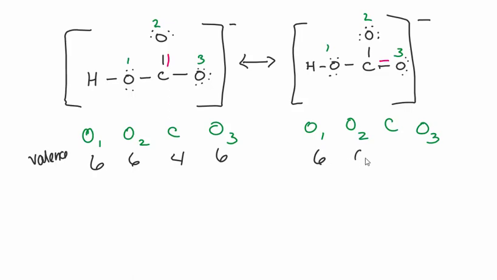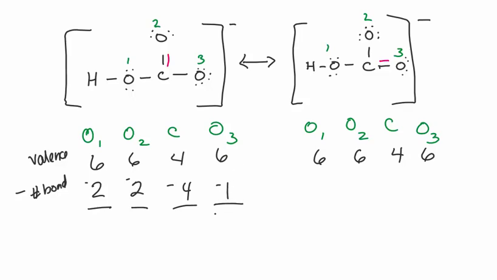We're going to subtract the number of bonds the atom participates in. Oxygen number 1 has 2 bonds. Oxygen number 2 also has 2 bonds. A double bond counts as 2 bonds. Carbon is participating in 4 bonds. Oxygen 3 is participating only in 1 bond. So far we have this going for this molecule. And similarly, we'll do that for the second molecule.